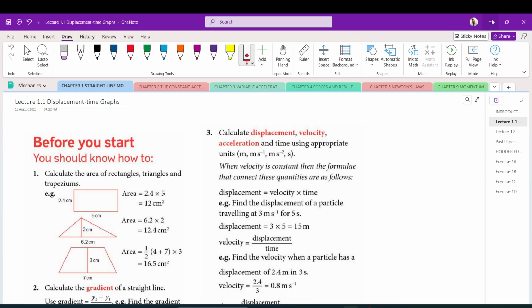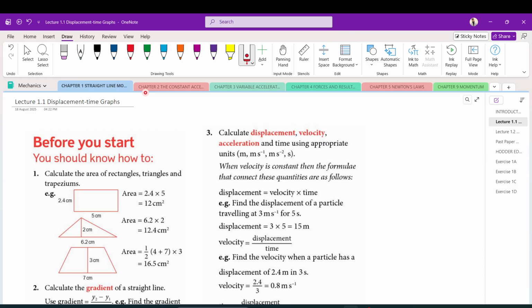So today we will be starting with our first chapter of mechanics, which is straight line motion. This is lecture 1.1, displacement time graphs. Okay. Now, in our previous video, we went through the introduction to mechanics. We saw how the mathematical modeling helps us to approach a real world scenario and how we can apply mathematics to those situations and retrieve results accordingly.